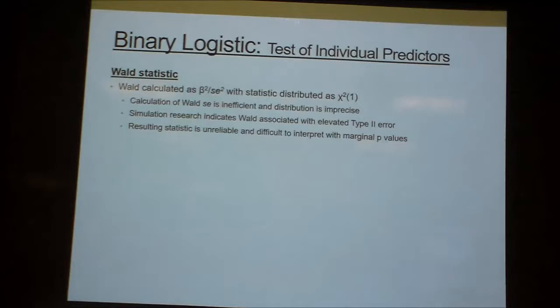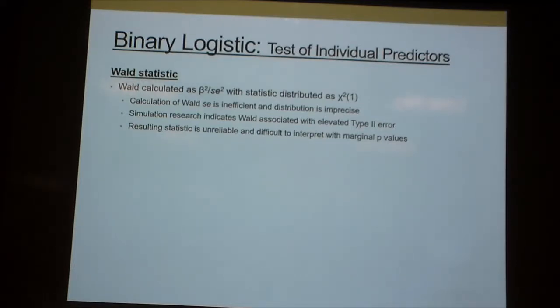All right, cool. So, tests of our individual predictors in our logistic model. Unlike our multiple regression models, we've got different tests depending on how you want to test your individual variables. The one that SPSS provides, and is probably the most common, even though it's the worst, is the Wald statistic. The Wald statistic is calculated as your coefficient squared over your standard error squared, with your test statistic distributed as chi-square with 1 degree of freedom. Okay?